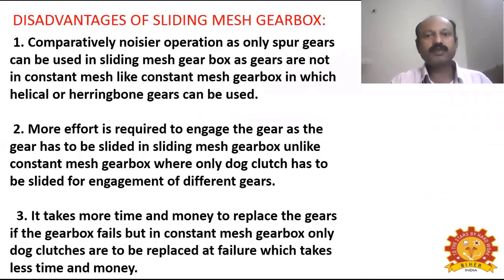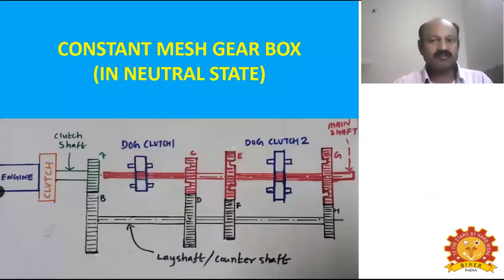Next, we will see about the constant mesh gearbox. Now see here. In case of constant mesh gearbox, I am showing the 2-dimensional view only. Again, the constant mesh gearbox is also similar to the sliding mesh gearbox. But the main thing is, here the gears on the main shaft and the gears on the lay shaft are always in permanent mesh.